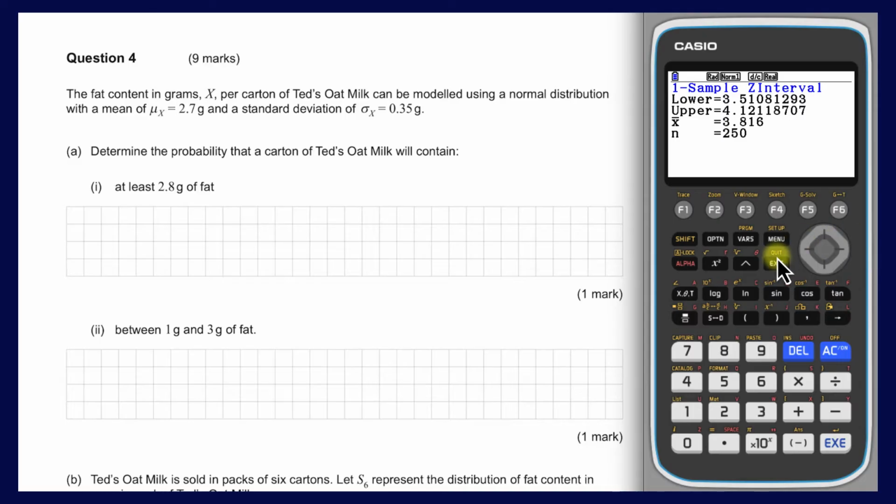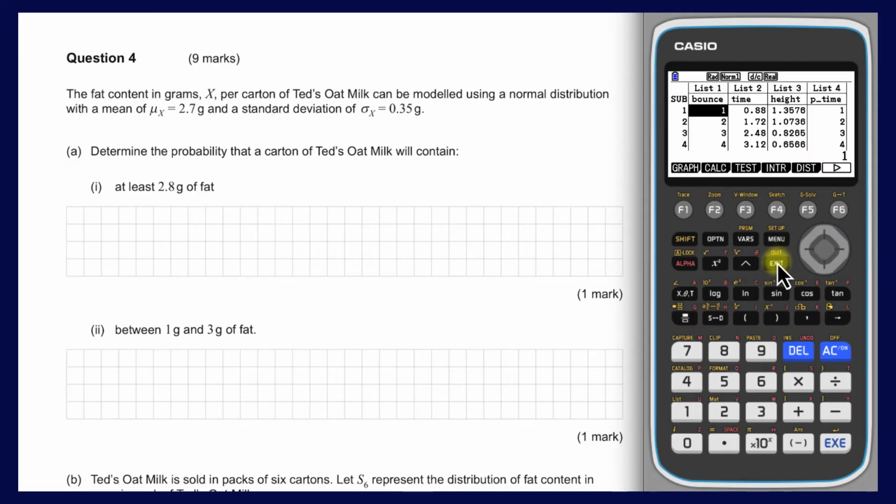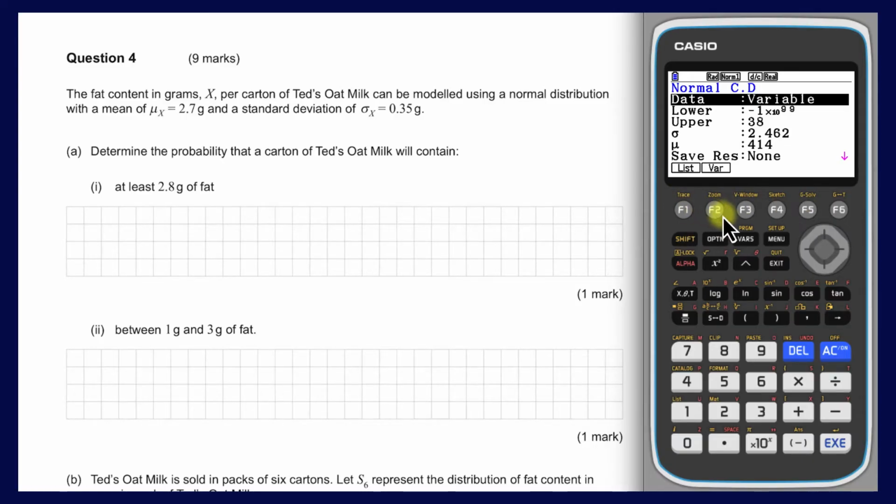If I press exit out of this calculation a couple of times and move to my distribution menu, go to the normal distribution, choose NCD, and at least 2.8 grams means 2.8 grams or more, so the lower bound will be 2.8, the upper bound will be, I guess, a large number. I'm going to use 1 times 10 to the 99, a very large number, and the standard deviation is 0.35, we're told, and the mean is 2.7.